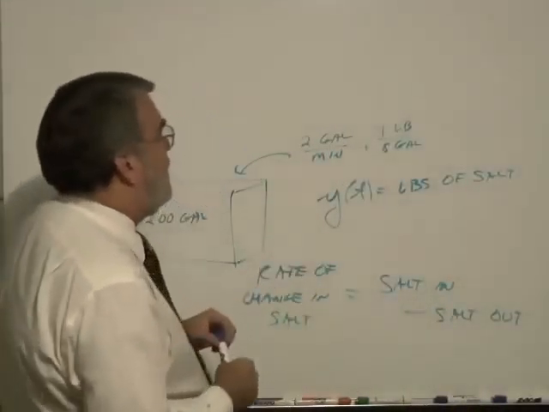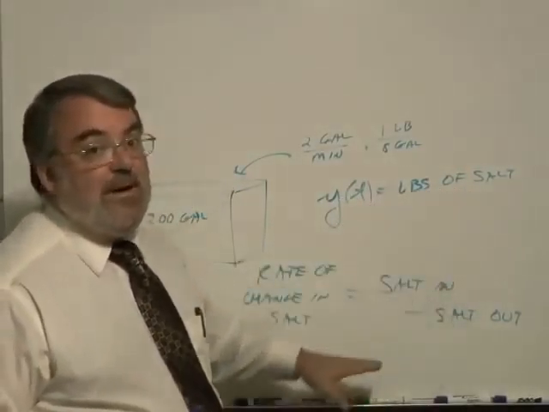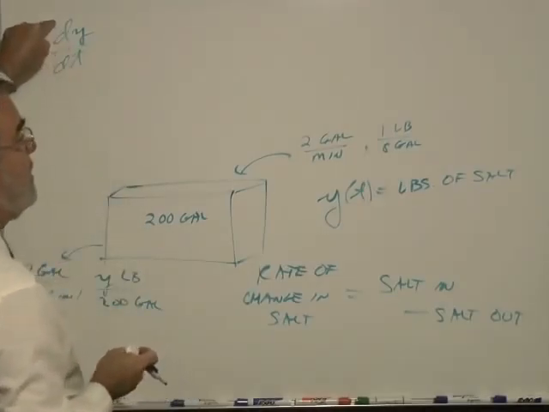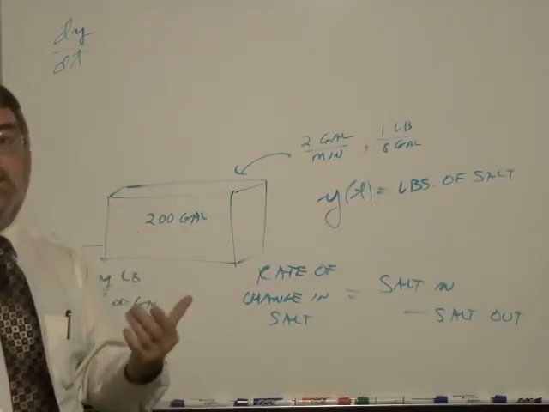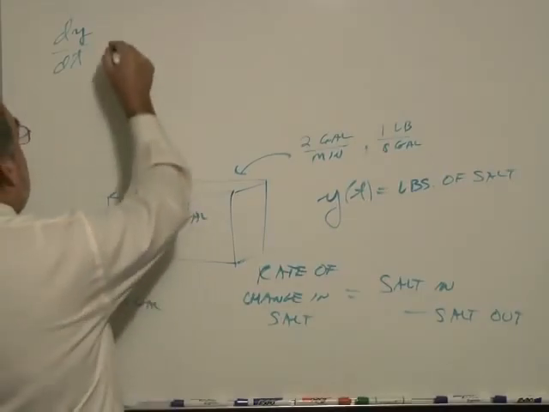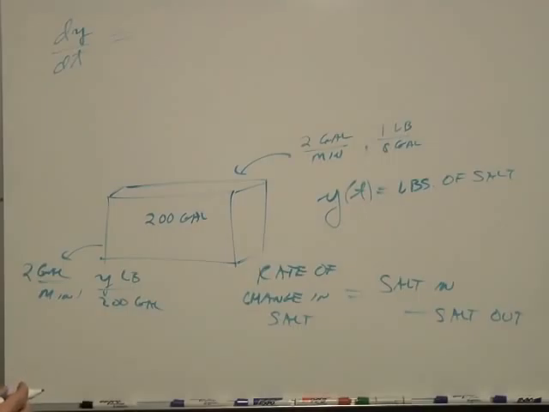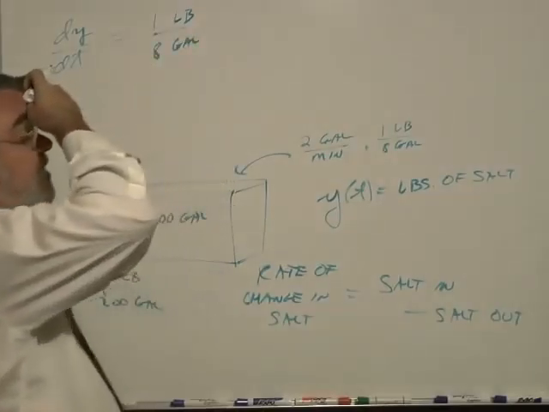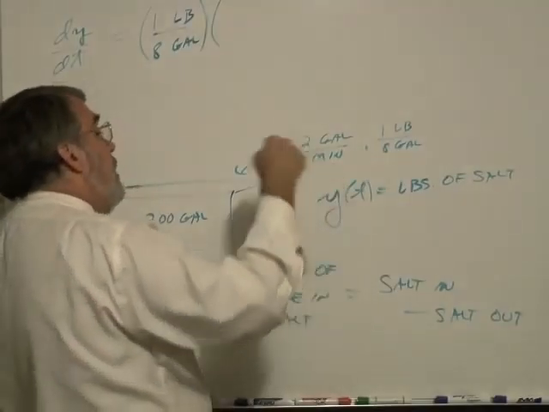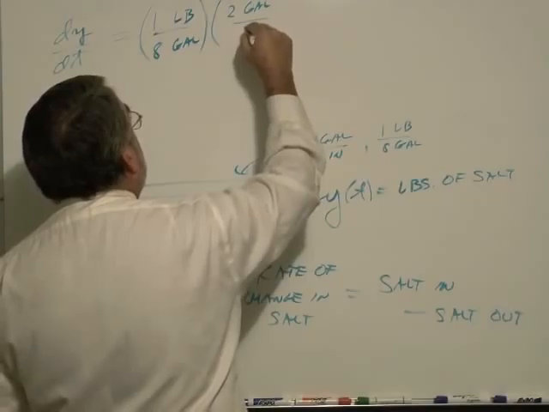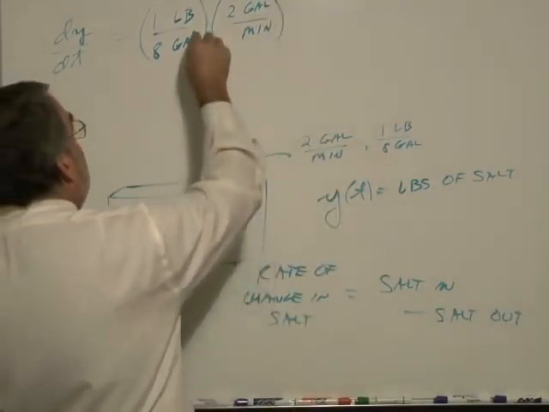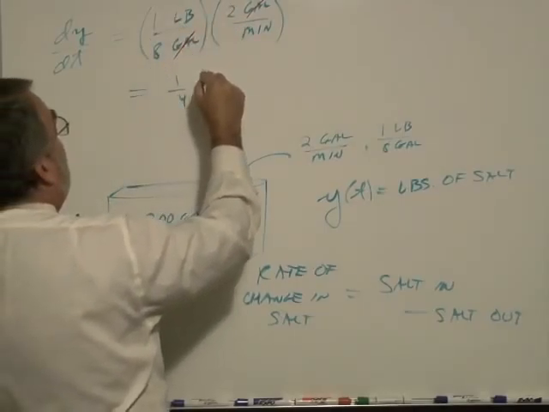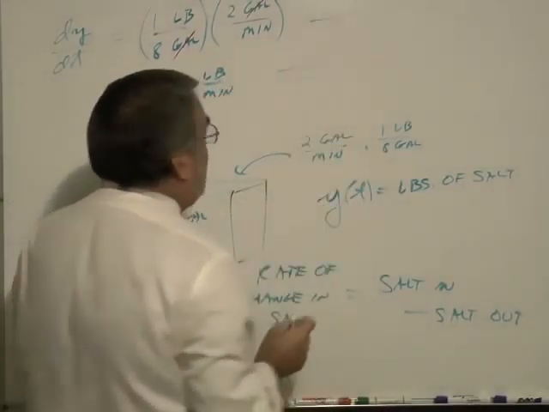Alright, so the rate of change in the salt is the rate at which the pounds of salt is changing with respect to time. That's the derivative of y with respect to time, dy/dt, or y prime if you prefer. Alright, how much salt is going in? Well, it's going in at 1 pound per 8 gallons. That's the concentration, and the rate of the water flow is 2 gallons per minute. So the gallon units cancel, and for this part I get 2 over 8, 1/4 pounds per minute. But then it's flowing out at what rate?